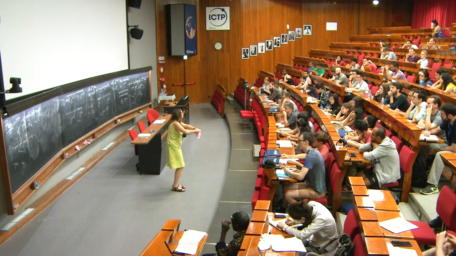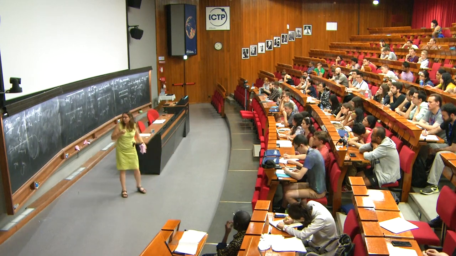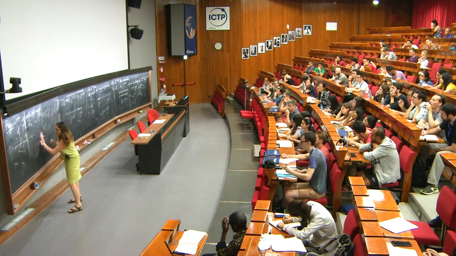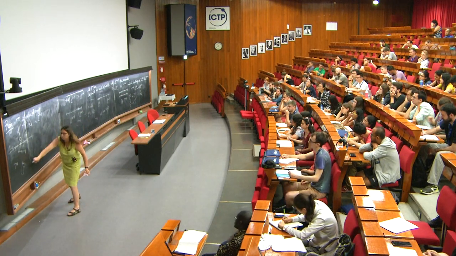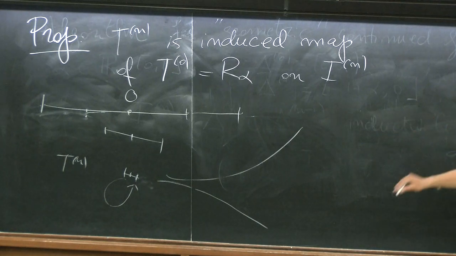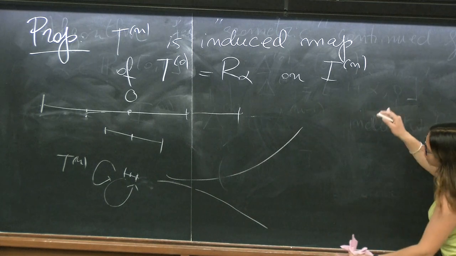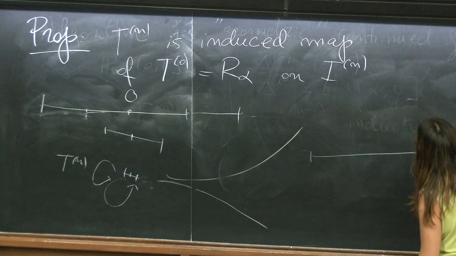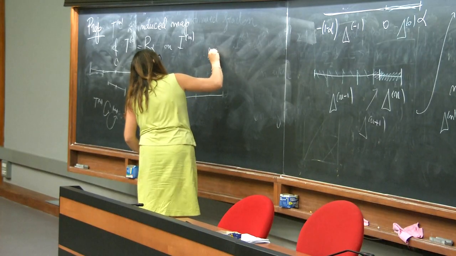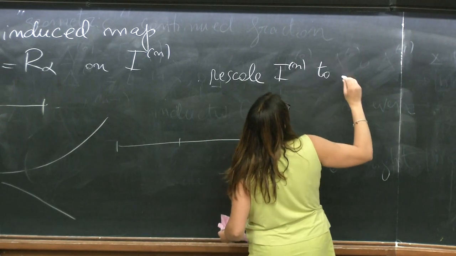But now if I want to renormalize, I need to open up this small interval. And maybe you can do it at first. We can zoom it, and then we can glue it back to a circle. So maybe you can do it like this. And this, Irina suggests I should draw. You have your small interval. You have T to the n. And you can kind of zoom it and rescale it to length one. So rescale I_n to length one.